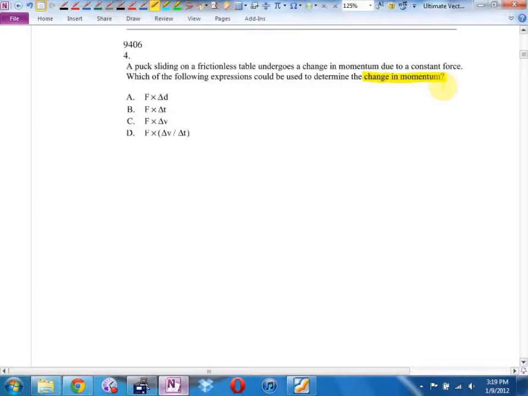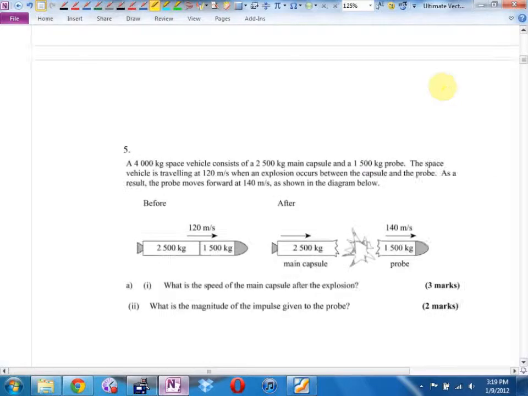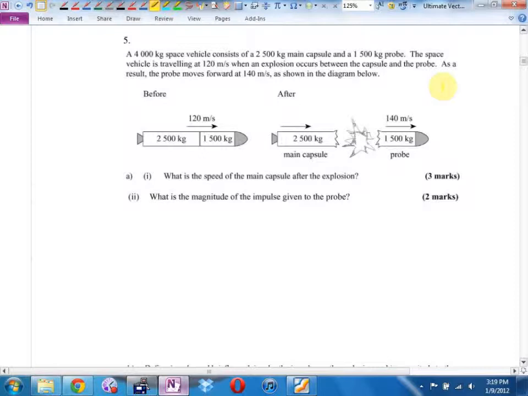Number five, so here's an example of a nice straight line one. Is there an explosion? So for part A, when it wants me to find the speed, how much momentum before? Boom! It has to be the same amount of momentum afterwards. And then what's the impulse given to the probe? Now the probe is just part of this. Its initial momentum would be 1500 times that. Its final would be 1500 times 140, final minus initial. There's your magnitude of your impulse.